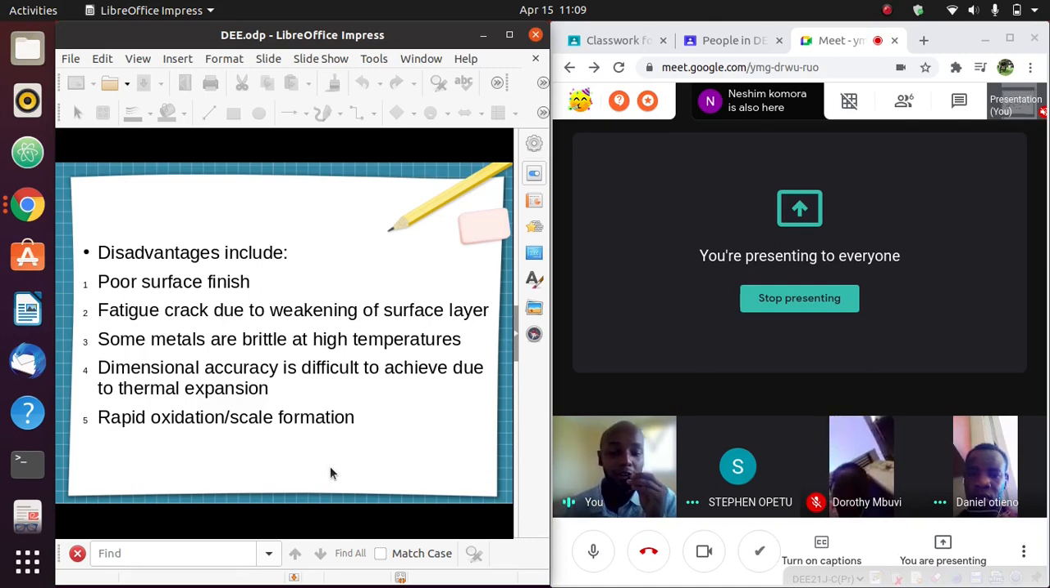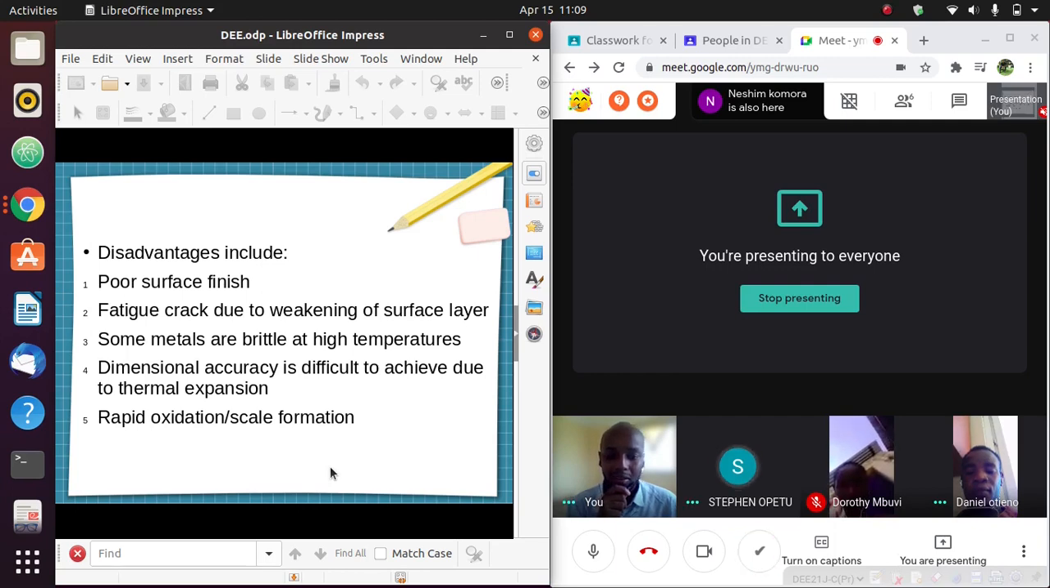Some metals, when you heat them, they become brittle. They can break easily. Kwa hivyo kuna chuma ambayo utaenda uta heat, ukigonga kidogo inavunjika, inakuwa kama glass. The same way in cold working, some metals cannot be bent or worked on because they're not ductile enough. Some metals in hot working, once you heat them, they become brittle. They easily break.